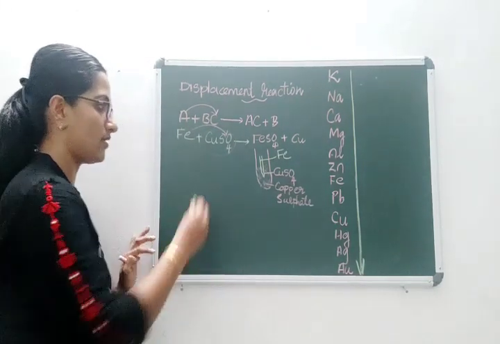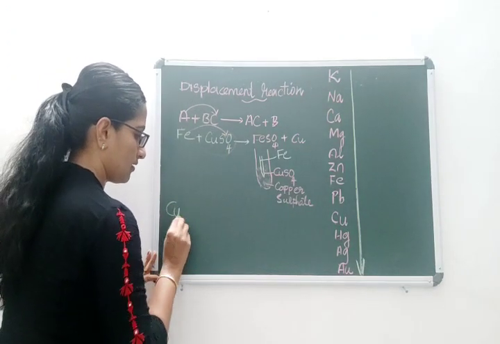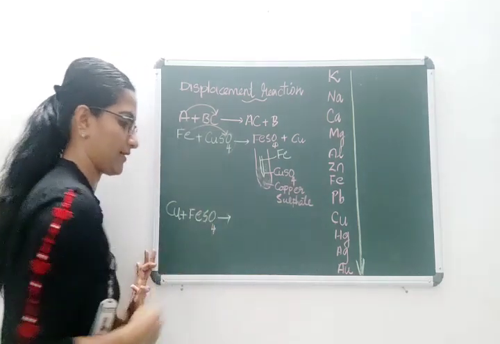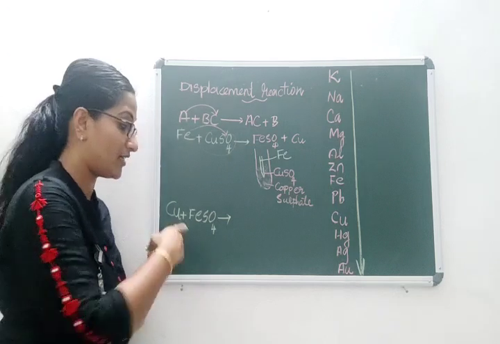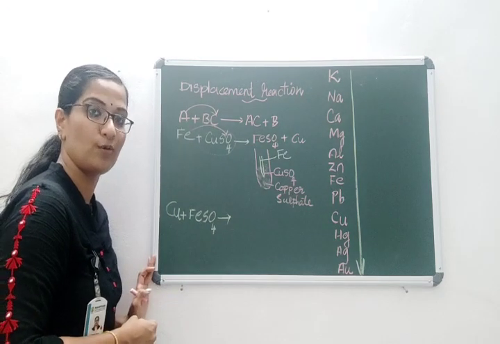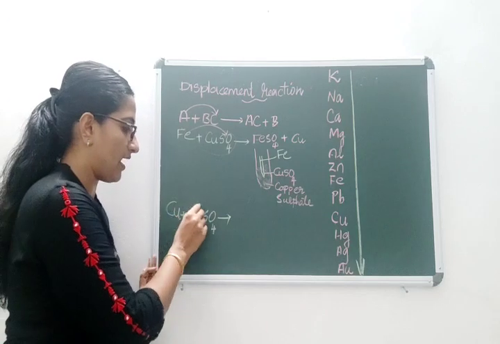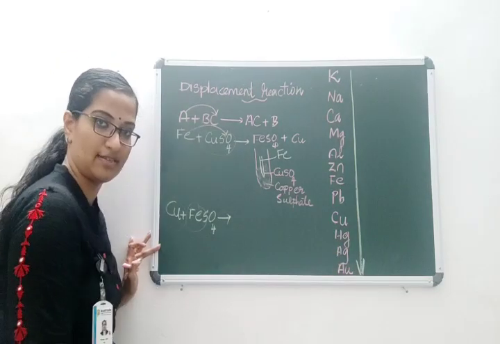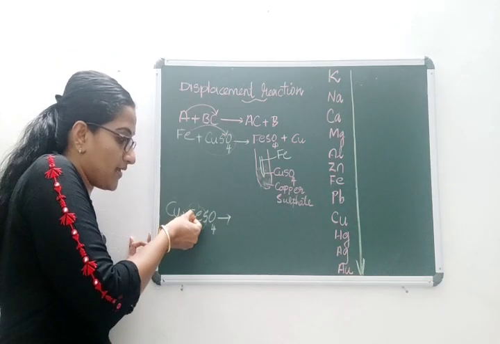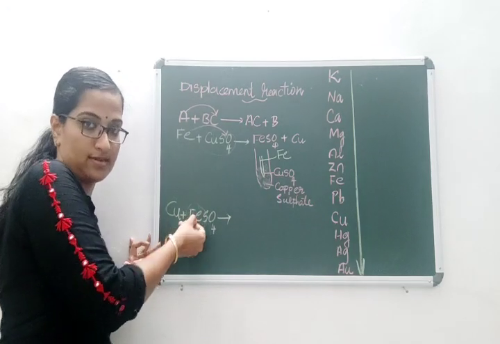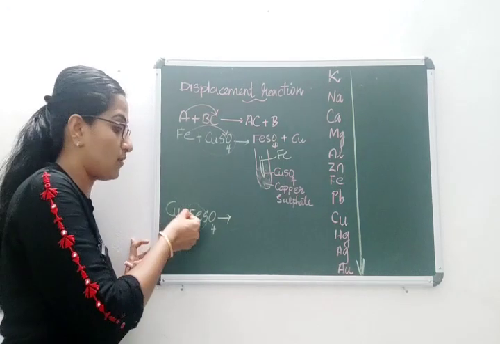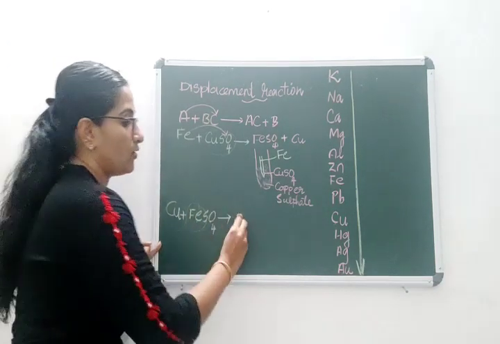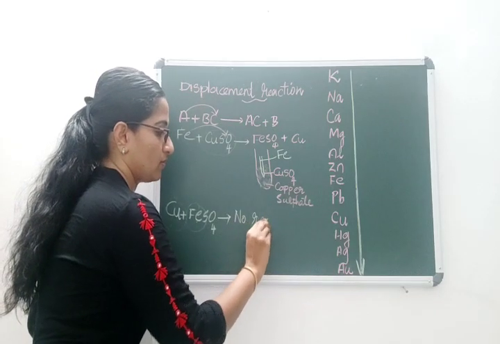Let me ask you one more question. If Cu plus FeSO4, what is the product? Will they show any displacement? No. Why? Look at copper and iron. Who is more reactive? Iron is more reactive, copper is less reactive. So copper is not able to replace iron, since copper is less reactive. Here, no reaction. No displacement reaction.